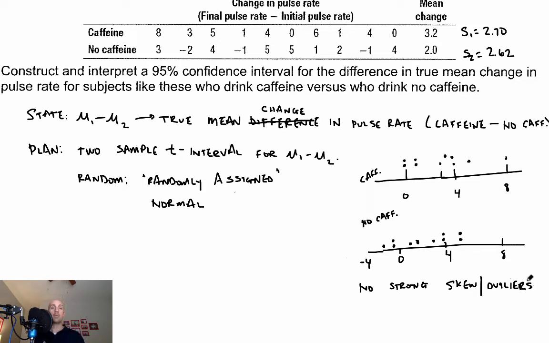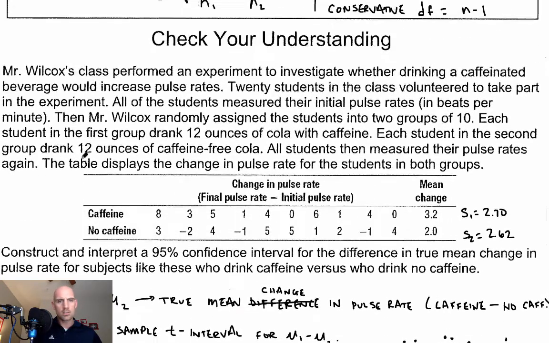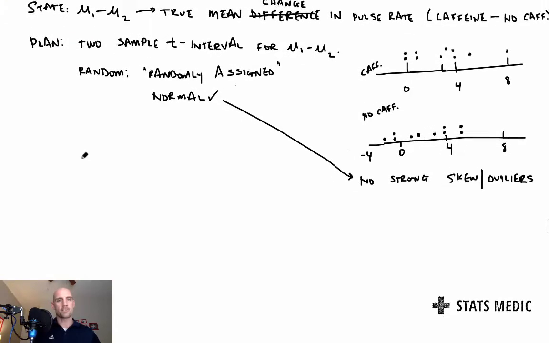So what would you need to show on the AP test? Well, if you're going to say there's no strong skew or outliers, you have to show that there's no strong skew or outliers. And I'm going to reference that over here as that's our normal condition. And 10% condition, yes. So we're going to assume that that works unless otherwise. So we can assume that there's a large enough population given that we only picked 10 kids here. Groups of 10, yeah, 10 kids.